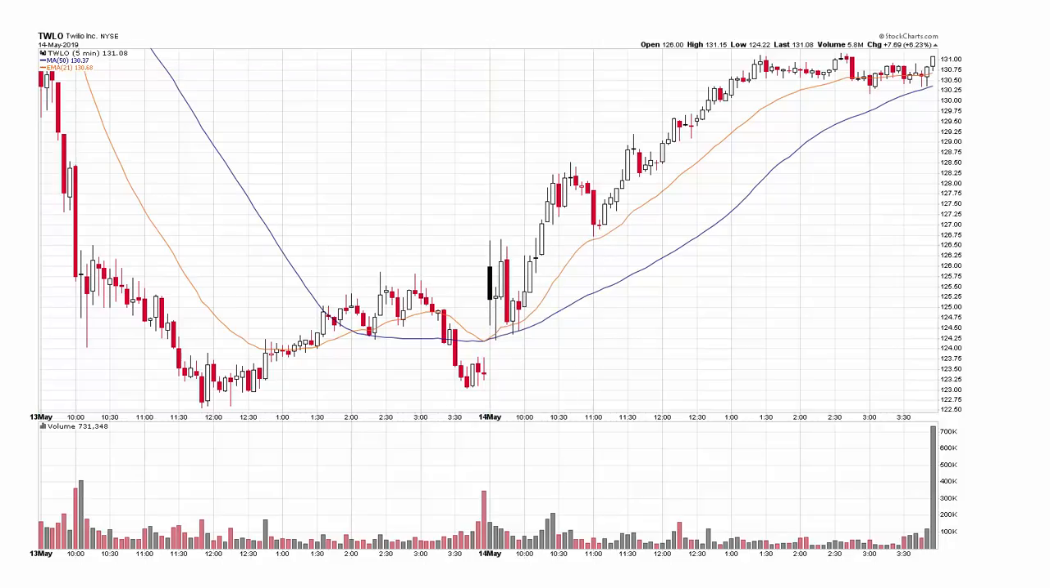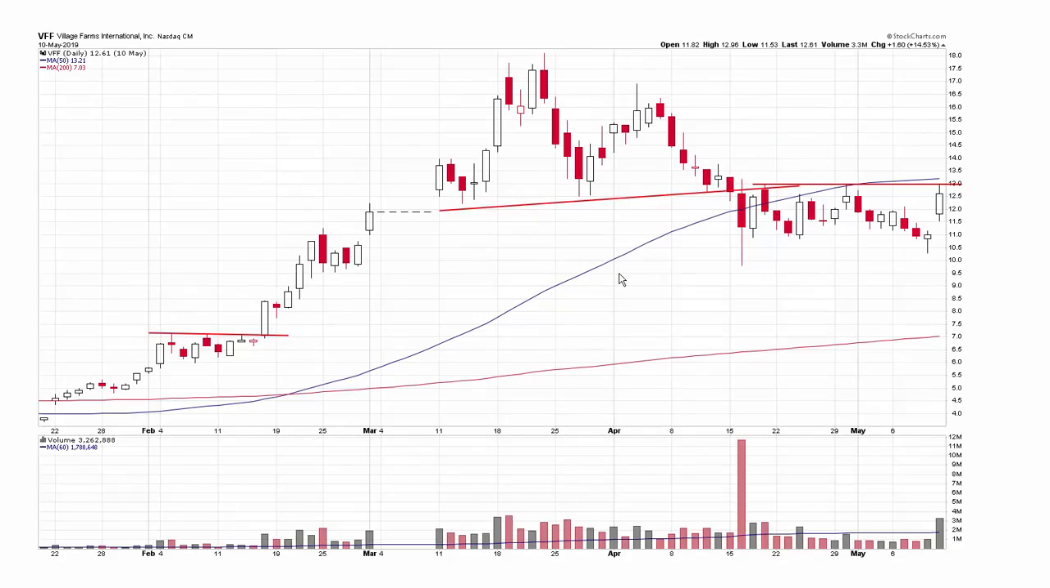All right, one more example. Here is VFF, Village Farms. So the stock was strong. Obviously, it went from $4 up into the teens. It topped out, broke a support level, but didn't fall apart. It traded in a range for about a month.